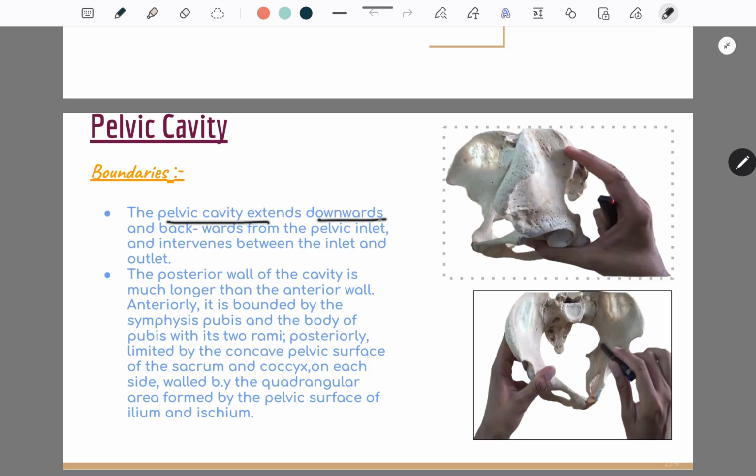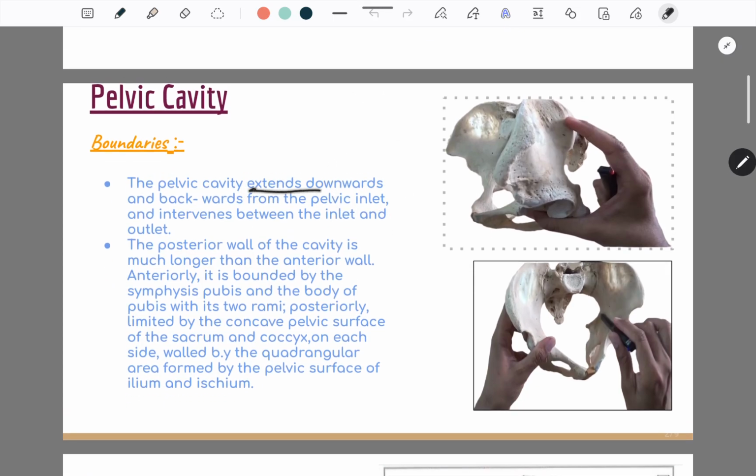The pelvic cavity extends downwards and backwards from the pelvic inlet and intervenes between the inlet and outlet. What does it mean? See, this is the pelvic brim, which is a part of the pelvic inlet. Below that is the pelvic outlet, and this space is called the pelvic cavity. Understand? Now it extends downwards and backwards.